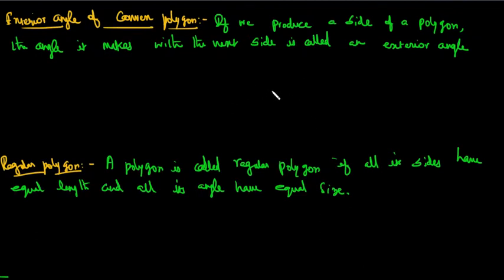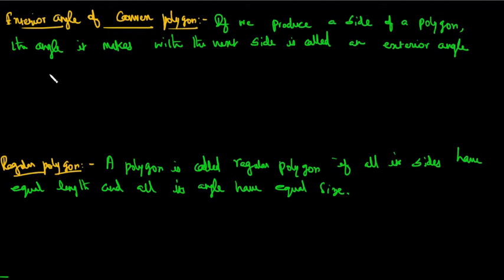So, the exterior angle of a convex polygon. What is the exterior angle of a convex polygon? If we produce a side of a polygon, the angle it makes with the next side is called the exterior angle. We know that we can call every triangle a polygon. That means we know the polygon definition.